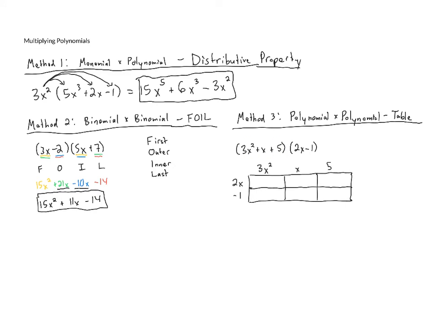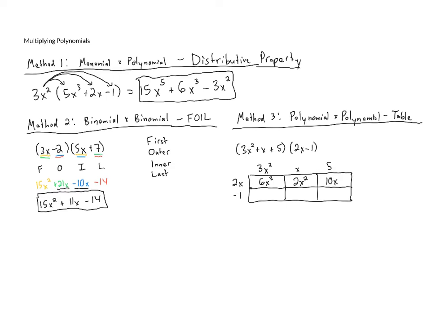The first one's a trinomial, so we put those 3 terms on top of the 3 columns. The second one's a binomial. We put those 2 terms to the left of the 2 rows. And then to fill in all the blanks, we multiply whatever row and columns we have. So for this first one, it's in the 2x row and the 3x squared column. 2x times 3x squared is 6x cubed. For the next cell, we multiply 2x times x. That gives us 2x squared. And for the last one in that row, we multiply 2x by 5, giving us 10x.